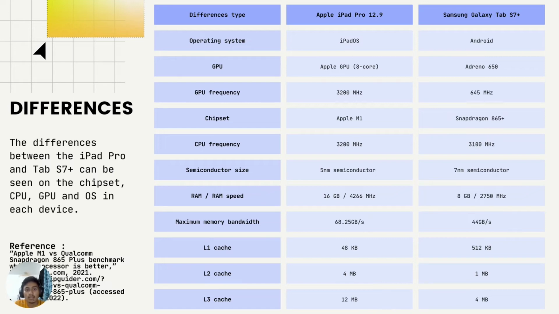Next, we can see on the chipset that iPad uses Apple M1 and S7 Plus uses Snapdragon 865 Plus. Next, the CPU frequency for the iPad is 3200 MHz, while the S7 Plus is only 3100 MHz. So the M1 Apple chipset is 3% better than Snapdragon 865 Plus in terms of the CPU frequency.